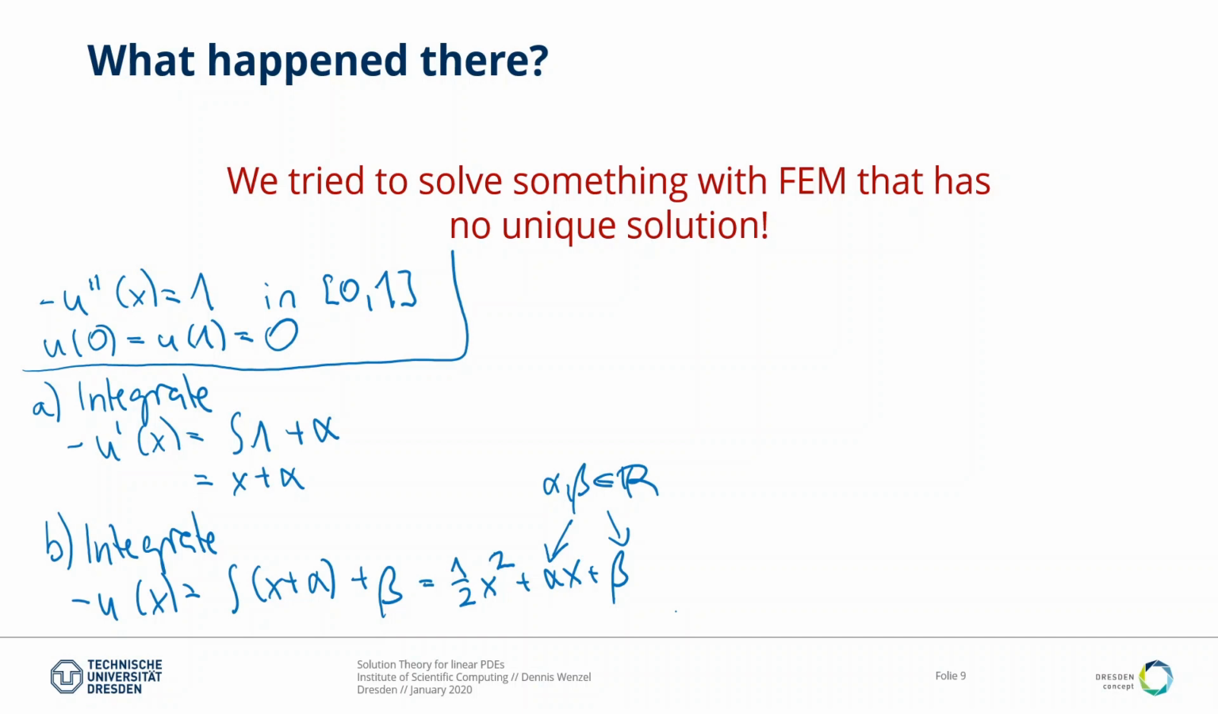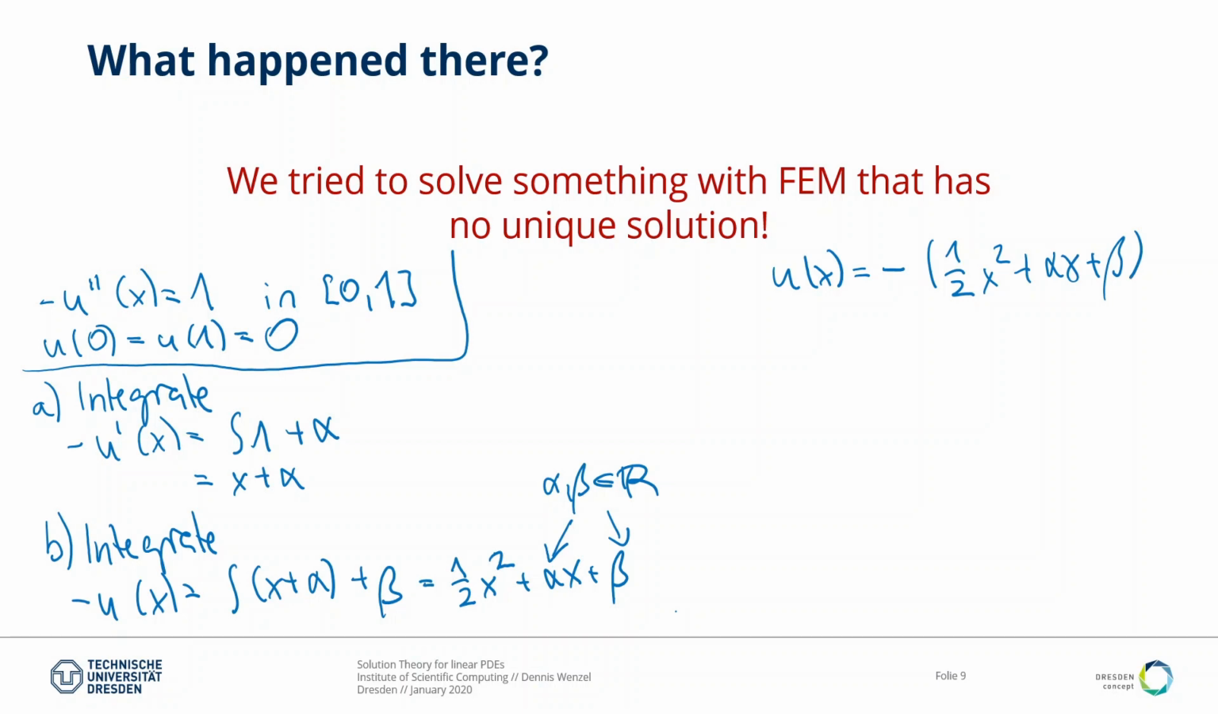And how do we choose them? Well, we choose them using our boundary conditions. So we arrive at the formulation u of x is, and now I'm taking the minus from the left hand side to the right hand side, minus 1/2 x squared plus alpha x plus beta.